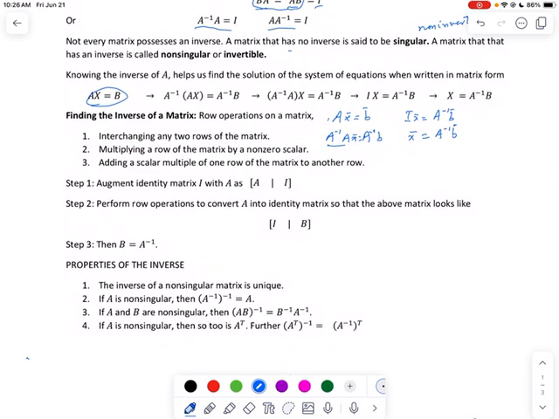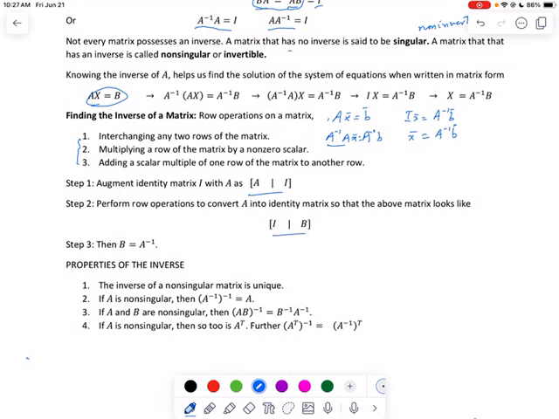Now, how do we find the inverse? This is one of the methods. We will use row operations on the matrix, and remember there are 3 row operations allowed, which are given over here. Step 1 for finding the inverse is to augment the identity matrix I with A, so put A, then a vertical line, and then put the identity matrix. Perform row operations to convert A into the identity matrix, so the above matrix looks something like this.